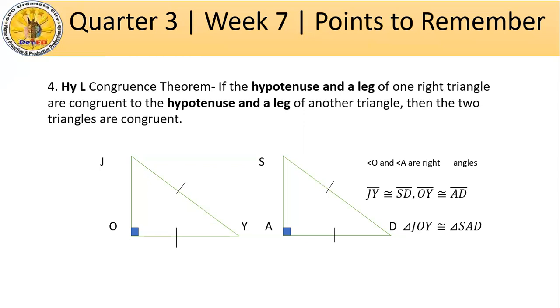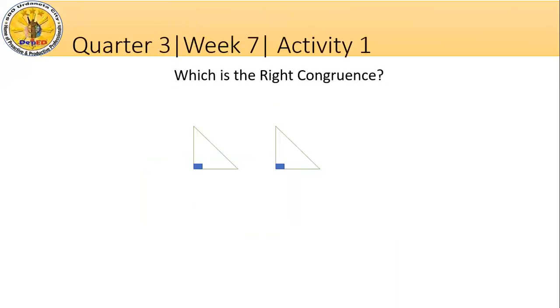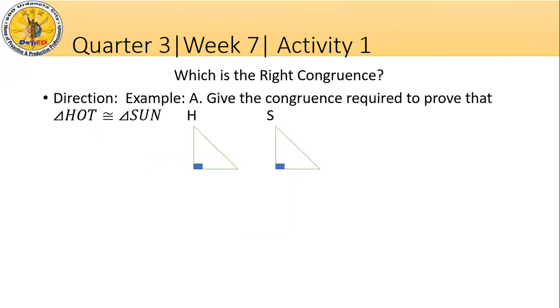Now, for our first activity, the title is Which is the Right Congruence? So I'll be giving you an example. The direction here is to give the congruence required to prove that triangle HOT is congruent to triangle SUN. Remember, the congruence that you are going to write depends upon the given congruent parts. For example, we have here number 1.